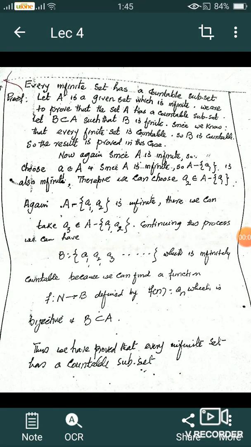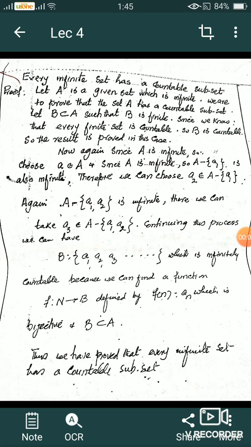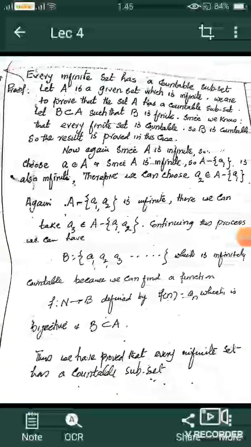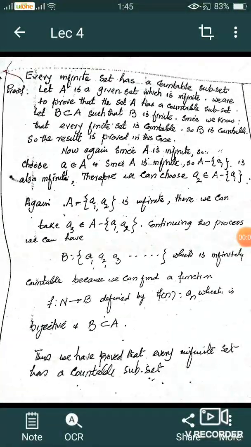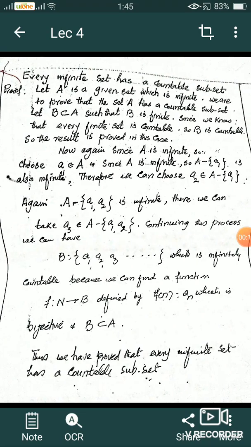Bismillahir Rahmanir Rahim. Now we have the next theorem: every infinite set has a countable subset. For this proof, we will take two sets. Let A be a given set which is infinite. Then we are to prove that A has a countable subset.